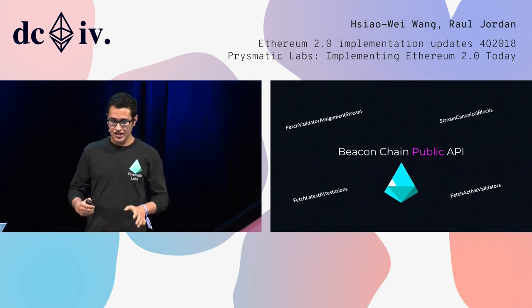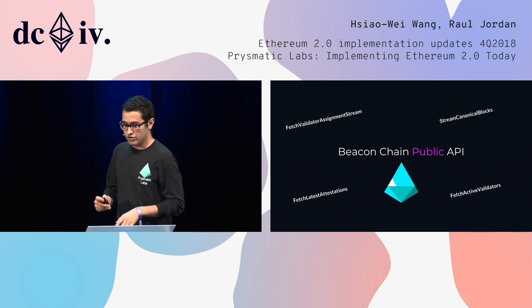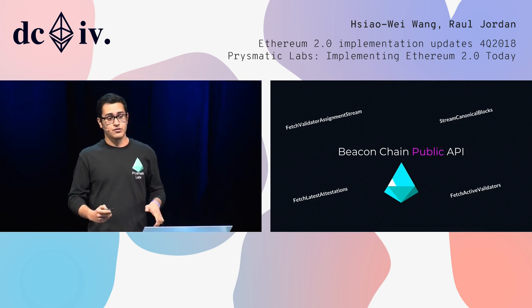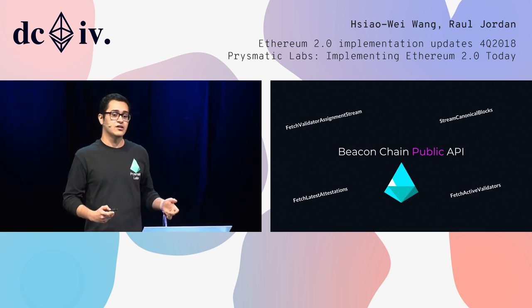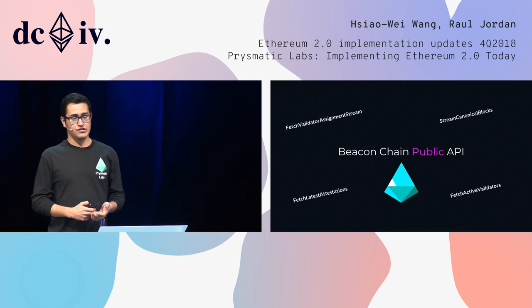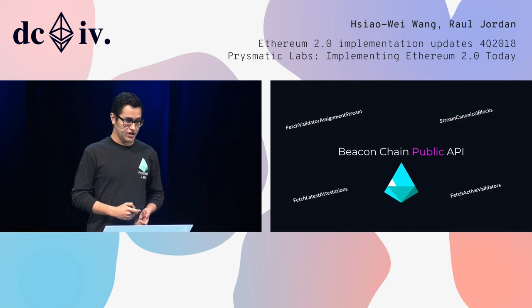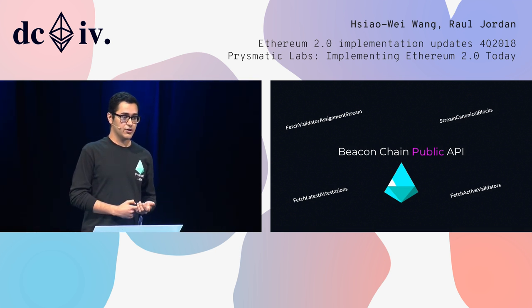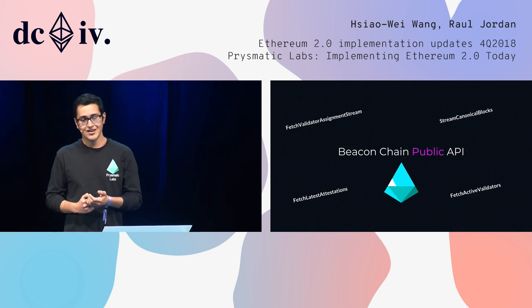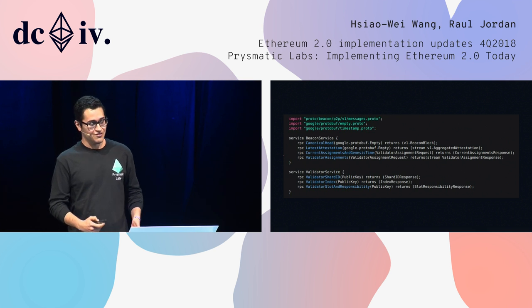So what does a Beacon Chain public API look like? One of the things that we want to do is improve upon the current system, which currently uses JSON RPC. I'm sure a lot of you are familiar with that. It includes a lot of issues with standardization, and it's not something that we believe is robust enough for Ethereum 2.0. So instead, we're going with protocol buffers. And protocol buffers give you a lot of benefits.